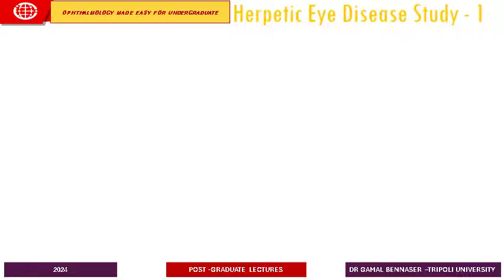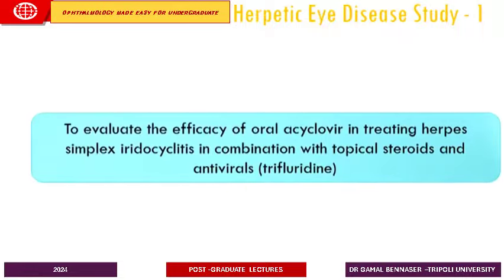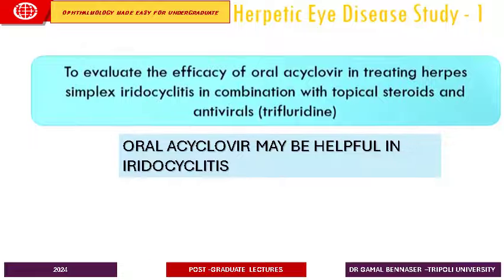Now, when we look at the third trial, which is the use of oral acyclovir in the treatment of herpetic uveitis, they found that oral acyclovir may be beneficial in herpetic iridocyclitis. So it has a good effect. That's why when we come to the treatment, we will speak about the dose of acyclovir in the presence of active disease, as well as prophylaxis, either prophylaxis for recurrent keratitis or prophylaxis from iridocyclitis. So this is the end result of the Herpetic Eye Disease Study number one.